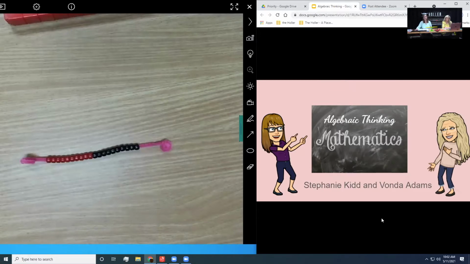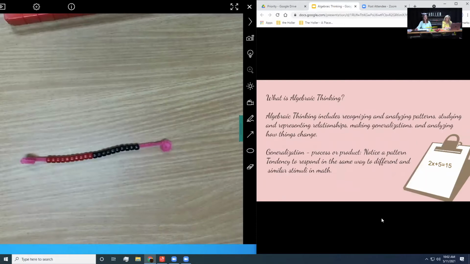So what does algebraic thinking look like overall? Algebraic thinking includes recognizing patterns, analyzing those patterns, understanding and studying what comes next in those patterns, seeing the relationship of problems as they build, making generalizations and analyzing how things change.